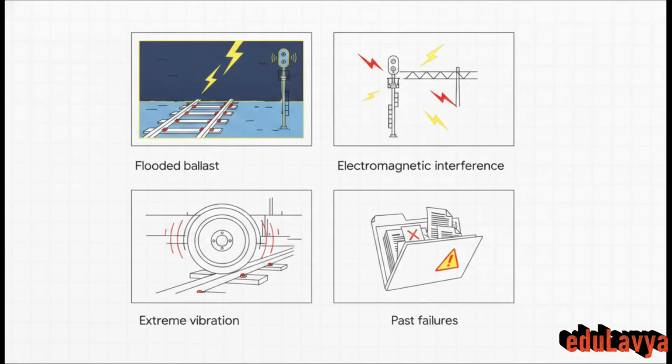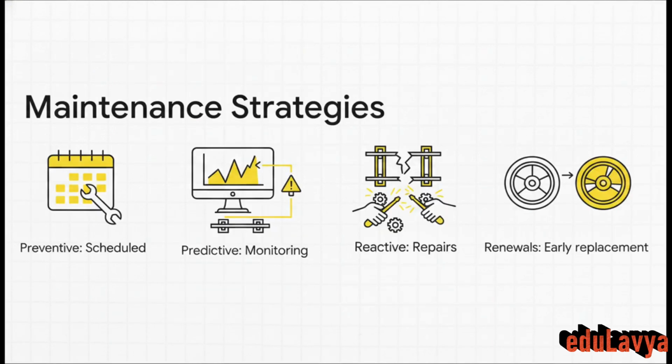But what actually disrupts this reliability? Well, the physical world is pretty hostile to electronics. For instance, track circuits might incorrectly show a section as occupied when it's actually completely clear, simply due to flooded ballast or degrading track fixings. Environmental factors like electromagnetic interference, extreme vibration from passing trains, and wild temperature swings play a huge role. And interestingly, a major organizational cause of ongoing poor reliability is simply failing to deeply analyze and learn from past failures. So to combat all those elements, we rely on 4 distinct maintenance strategies.